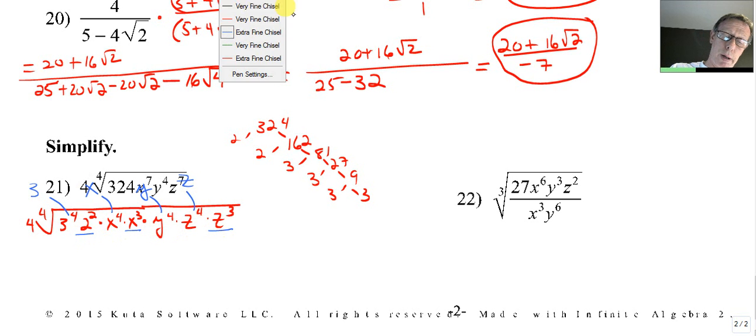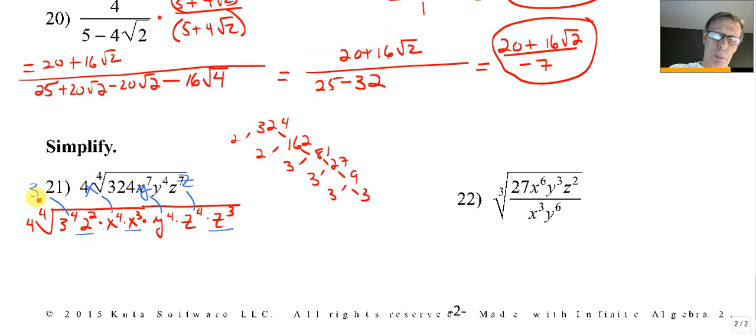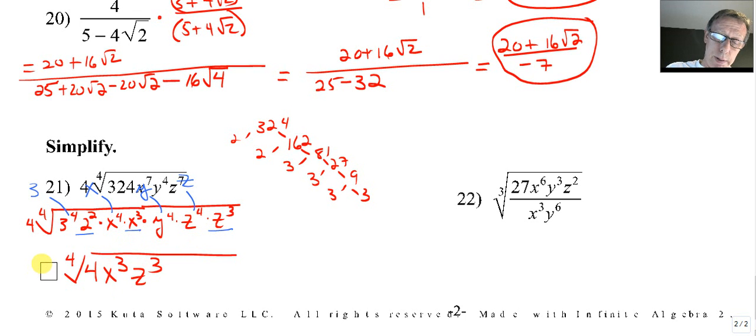So let's go ahead and write what I have. So I have the 4 would multiply by the 3. Now I'd have the fourth root, and I have 2 squared left under, that's 4. I have this x cubed left under, and I have the z cubed left under. And I forgot to put my letters that came out, so I had an x that came out, and I had a y, and I had this z that came out. They would all multiply together. That'd be my final answer.